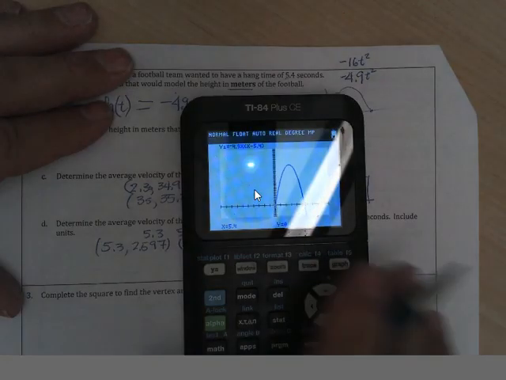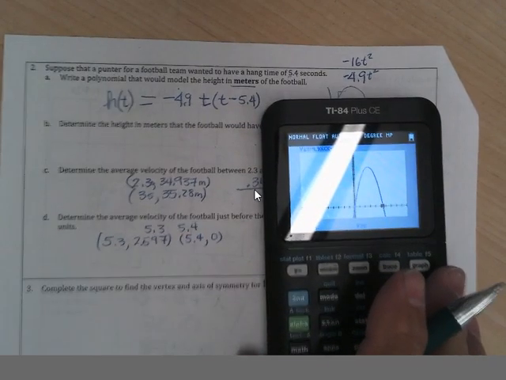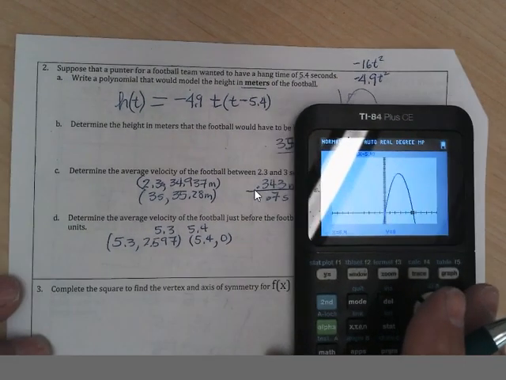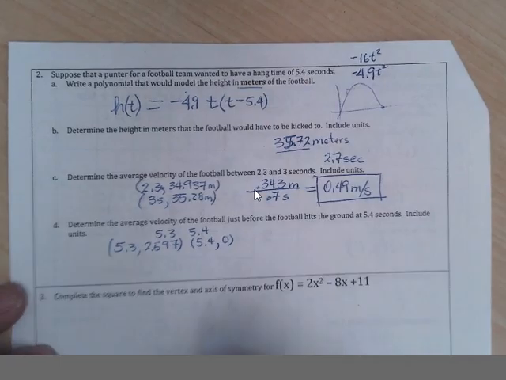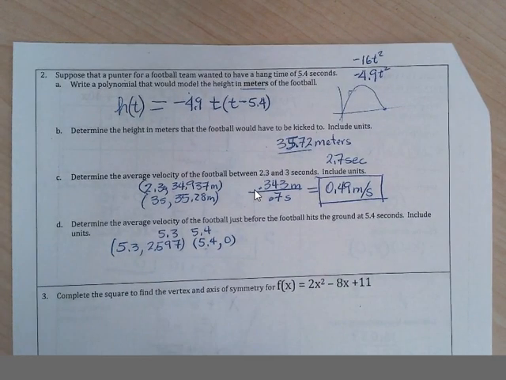So now you could have done 5.39 and 5.4, and that would have been an even better estimate for the average velocity, but I'm just trying to get it really close. So 5.3, 5.4 is good enough.